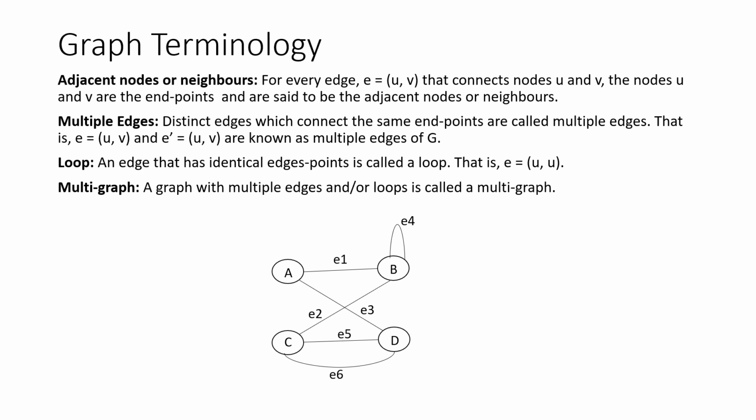Loop can be defined as an edge to itself. For example, we can see that there is an edge E4 whose starting point is B and whose ending point is also B. So therefore E4 is an edge to itself and E4 is a loop here. So multigraph can be defined as a graph which consists of multiple edges or loops. The graph shown here is an example of multigraph and it consists of multiple edges E5 and E6 and it also contains a loop E4.